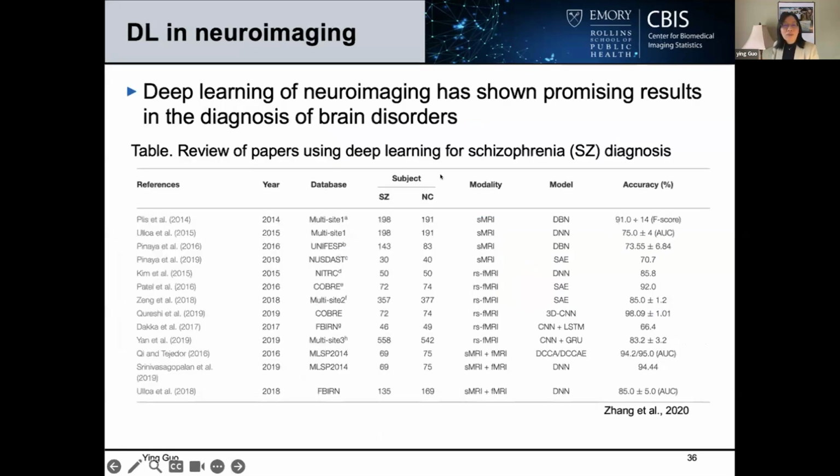Deep learning in neuroimaging has shown promising results in the diagnosis of different types of brain disorders. In this paper, they reviewed the use of AI deep learning methods for neurological diseases like Alzheimer's and Parkinson's disease, as well as mental disorders such as autism and schizophrenia. In this table, they summarized and reviewed papers that use AI deep learning to study schizophrenia diagnosis, and it has shown some promising results in the classification of schizophrenia patients, especially when combining imaging modalities, such as structural MRI and fMRI.